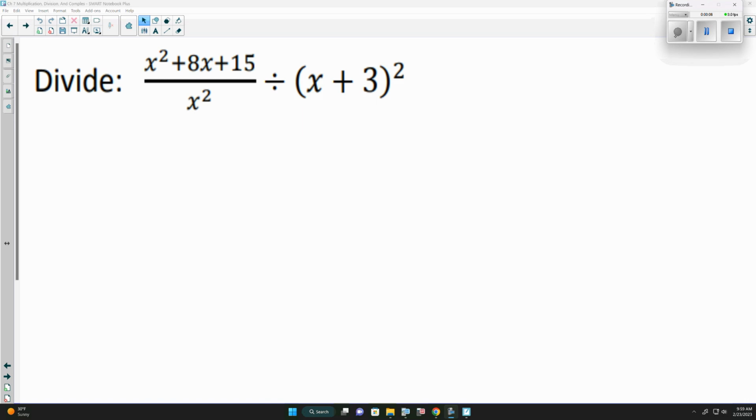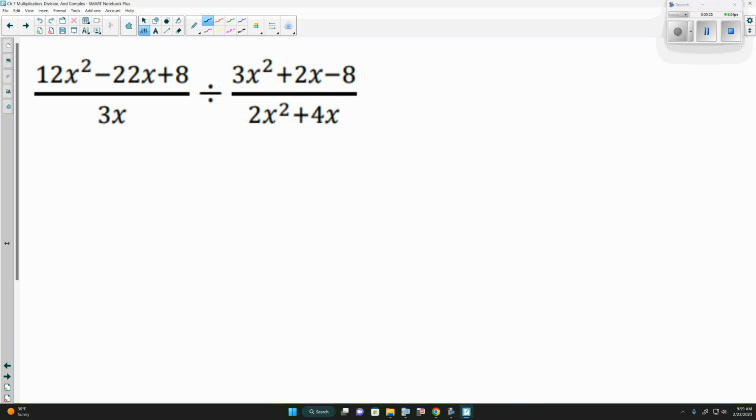Guys, this is where we stopped yesterday. We stopped at the problem before this one. So this is where we're picking up today with dividing. Because we did some with multiplication yesterday and did a few division. Today we're going to do division and complex fractions.